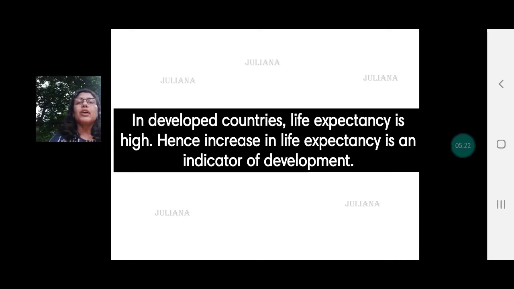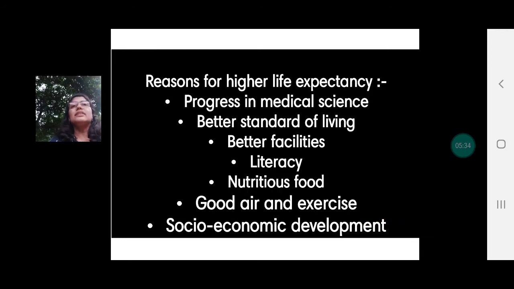Okay. From the reasons for a higher life expectancy, you will be able to understand why we say that life expectancy is an indicator of developed countries. Okay, let us see these reasons now. Reasons for higher life expectancy are progress in medical science. Okay, so if medical science has progressed, then definitely many diseases can be cured.